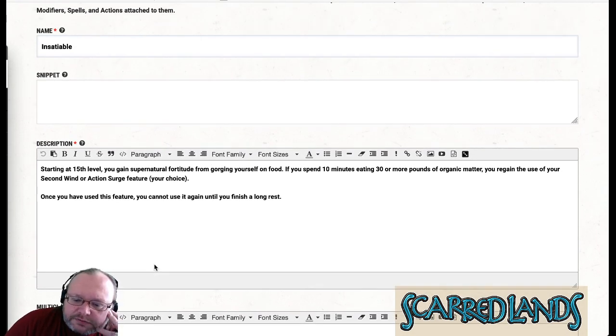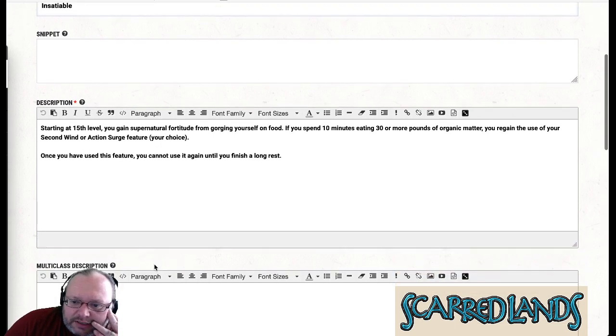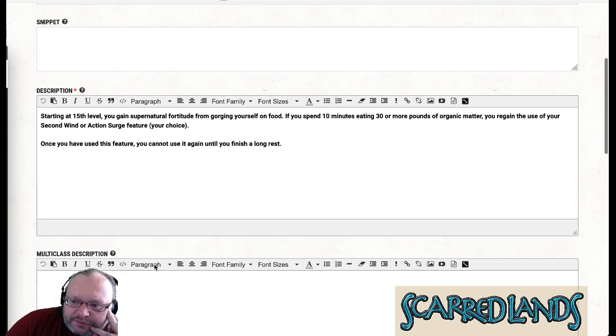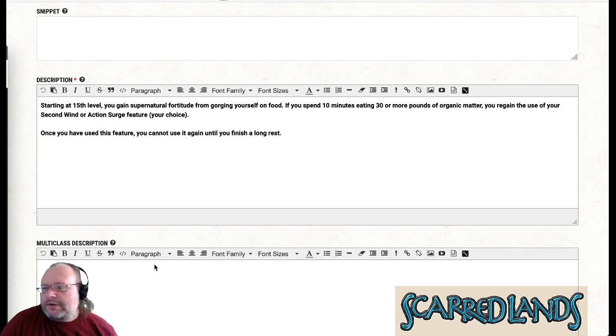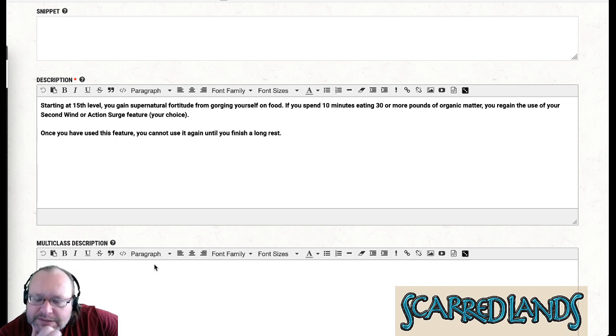So the 15th level trait, you get Insatiable. Gain supernatural fortitude from gorging yourself on food. If you spend 10 minutes eating 30 pounds or more of organic matter, you regain the use of your Second Wind or Action Surge feature. I think this one might need some rewording because it may have caused some confusion from folk.